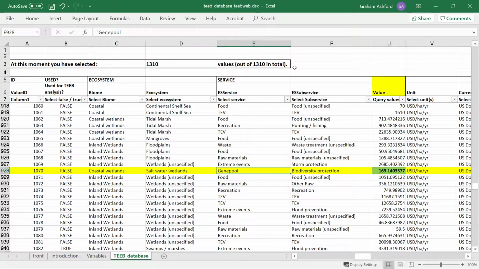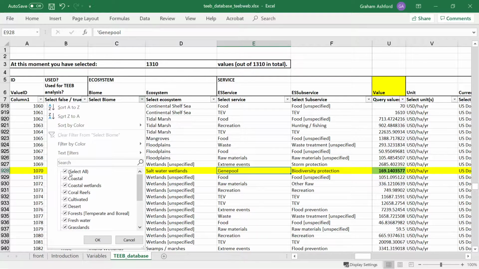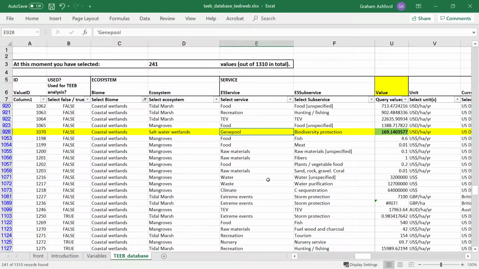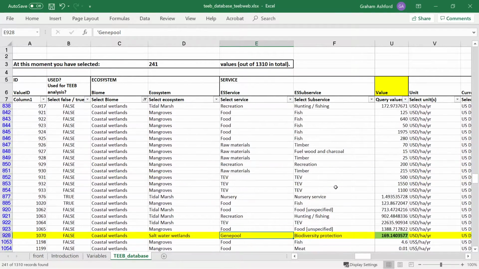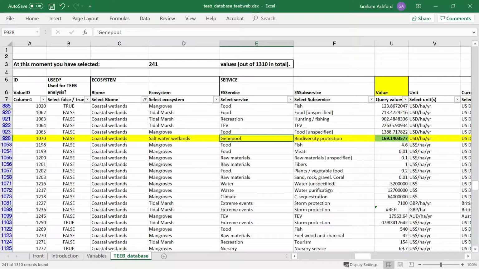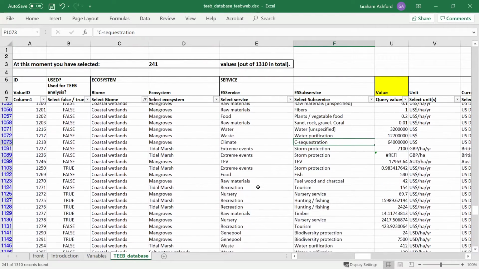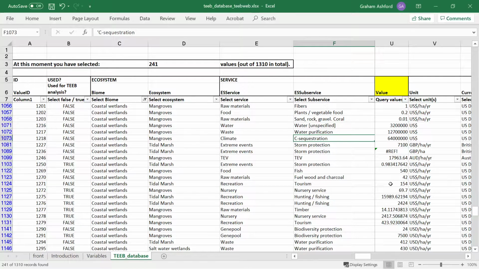It's valuing biodiversity protection. So instead, I would want to look through this database and select coastal wetlands and look for a similar ecosystem service. If I'm interested in carbon sequestration, I want to be looking more at this. Well, this one's a little different. This is mangroves. So right away, my issue becomes the comparability of that existing underlying study and what I'm trying to do with it.